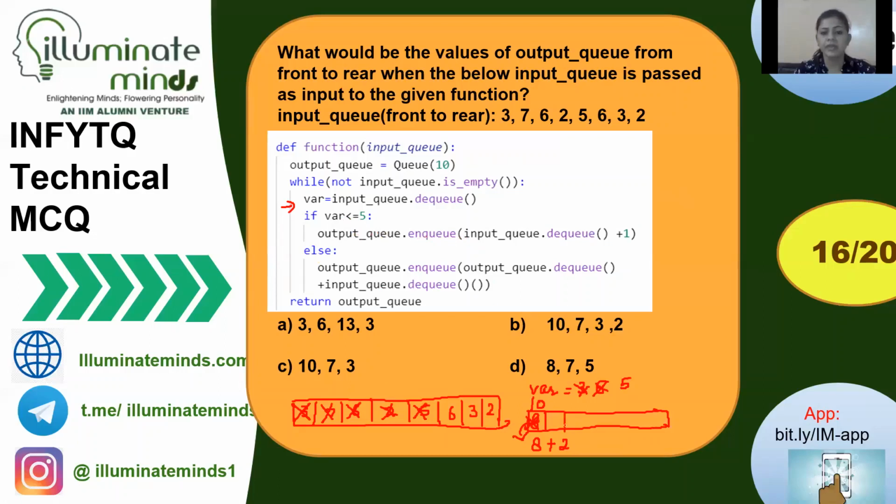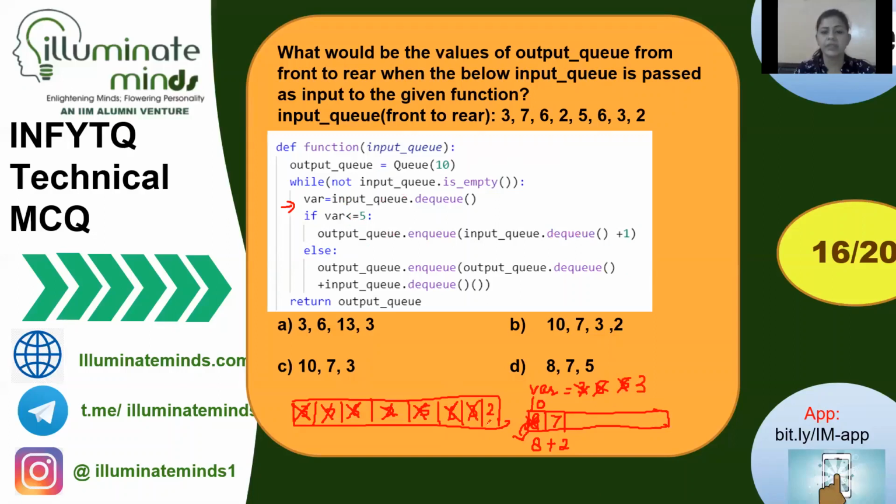Now next value needs to be NQ'd. Input Q dot DQ, which is 6. 6 plus 1, 7. We'll get 7 here and I'll cross this out. Next iteration. Now var will get a value of 3 instead of 5. 3 will come here. Let me strike this out. Var is less than equals to 5. Yes, this is true. So it will NQ the next value.